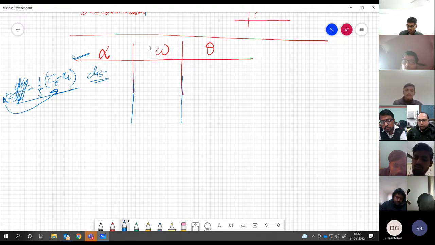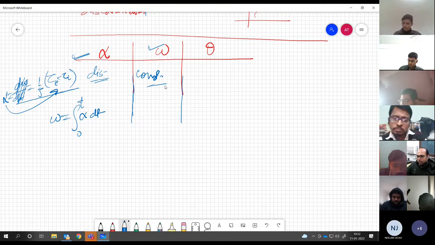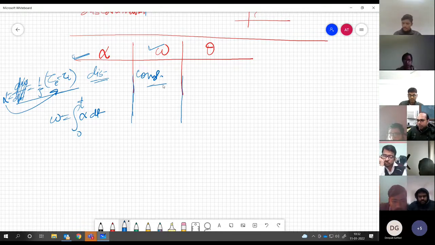But how about omega? Continuous. Yes, so you cannot have abrupt change in speed. Speed is basically the integration of this over a period of time. So you cannot say that your speed has changed suddenly. That cannot happen. Yes, it may change fast, but it cannot be discontinuous. Understand my point? So this is a slow varying continuous quantity.